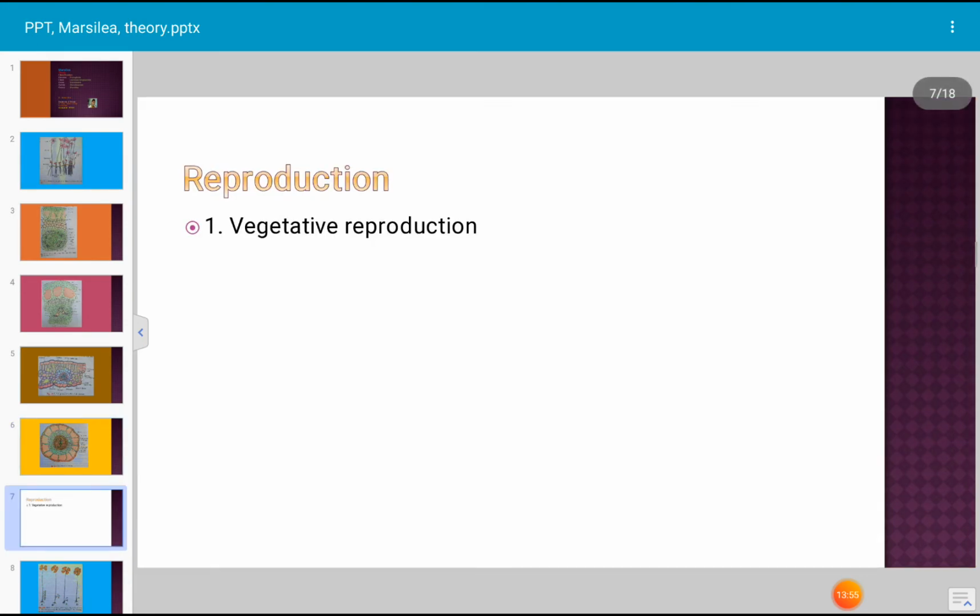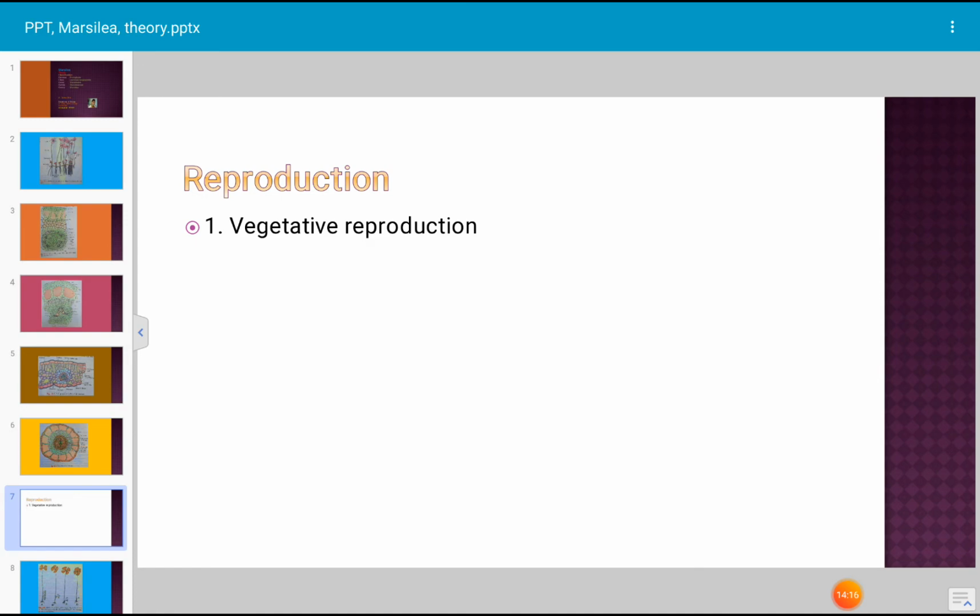Next, let us see the reproduction in Marsilea. The reproduction in Marsilea takes place by vegetative and sexual methods. Let us see the vegetative reproduction. The vegetative reproduction in Marsilea takes place by forming tuber-like structures.